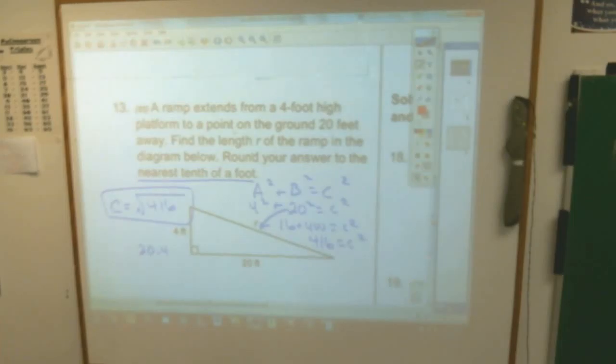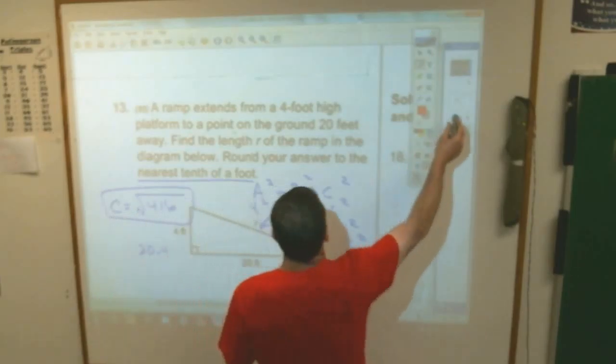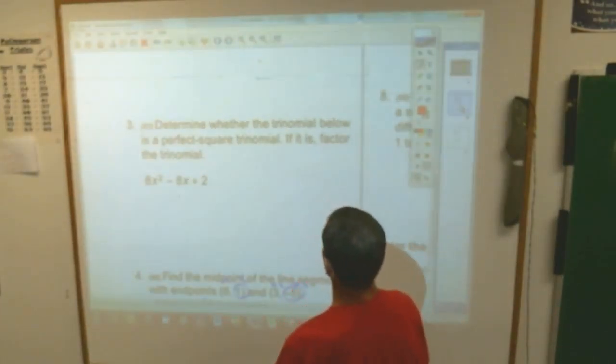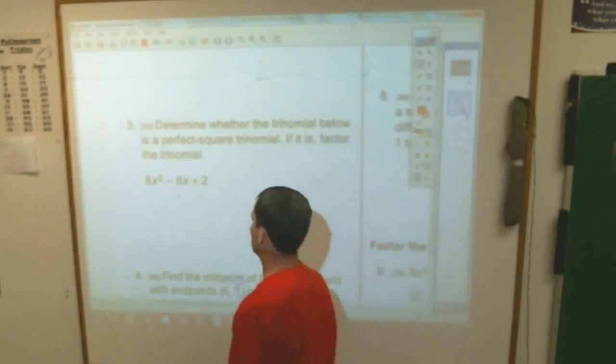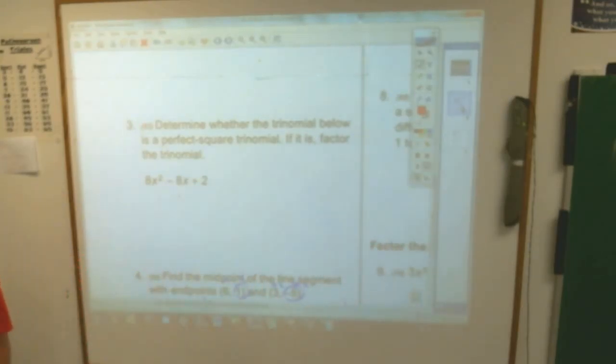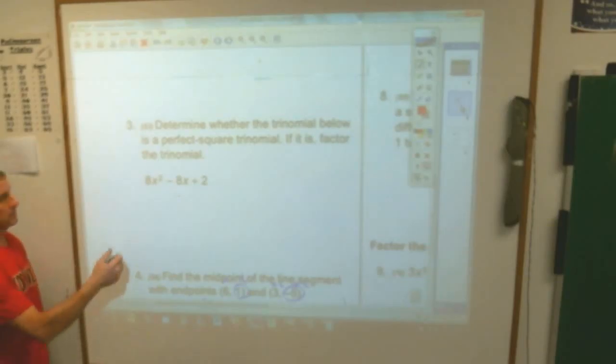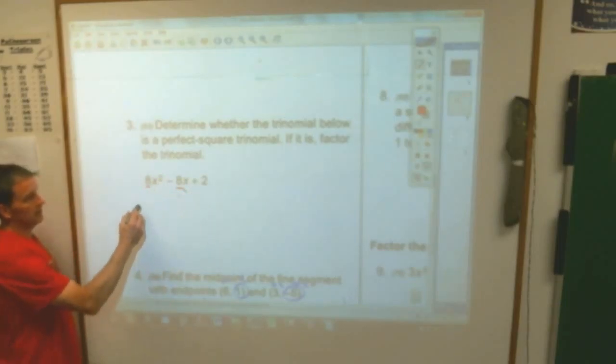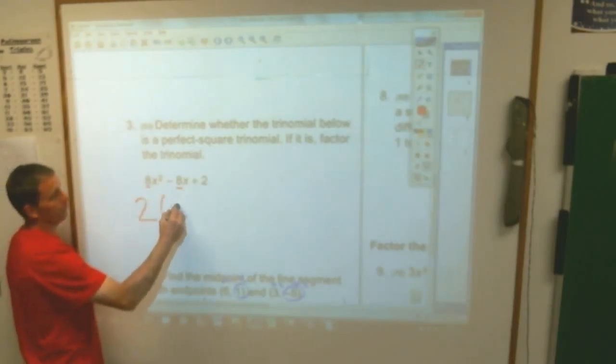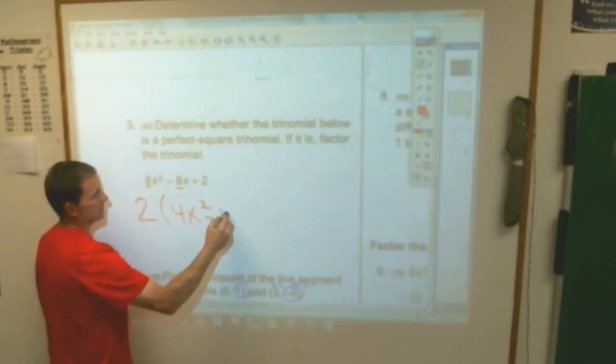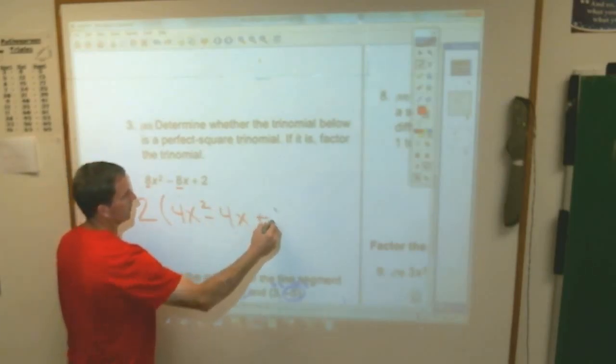Now where are we at? You want to do number 3? Determine whether the trinomial below is a perfect square trinomial. If it is, factor it. First thing you have to do, before you look at anything, when you factor, you're supposed to look for what? Do they have a common factor you can take out right away? 8, 8, and 2, you can take 2 out, so you're left with 4x squared minus 4x plus 1.